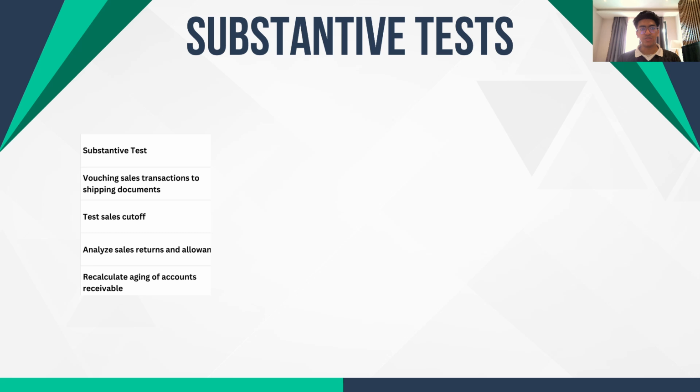Another example would be to recalculate aging of accounts receivables. This is important as it verifies the valuation of receivables and allowance for doubtful accounts. This, for example, is in preparing the aging report and recalculating the totals.